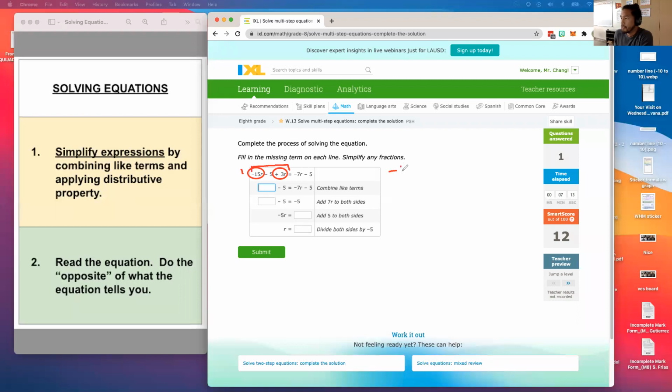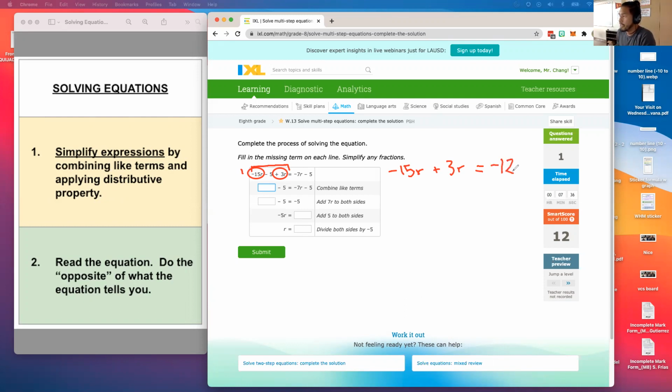So negative 15r plus 3r. And remember the operation, the minus sign and that plus sign right in front of each of those terms, they go with the terms. You bring them together. So negative 15r plus 3r, I subtract those.